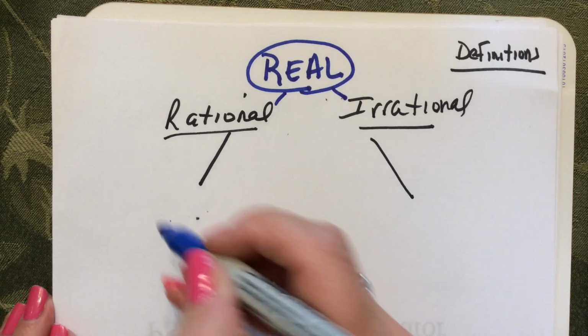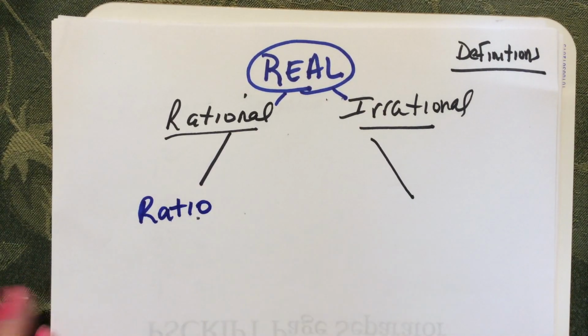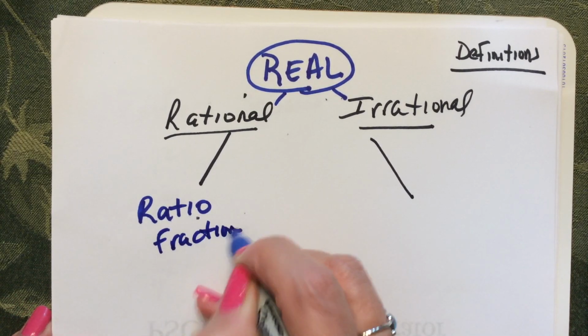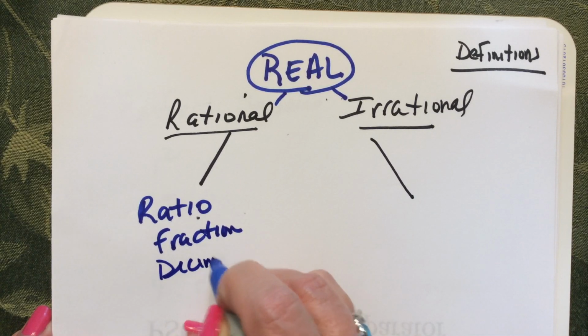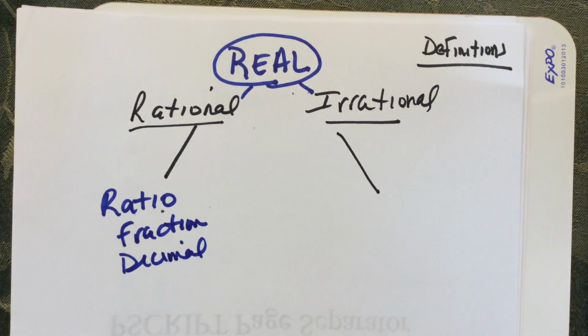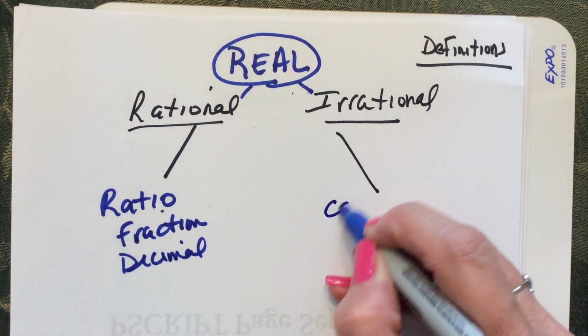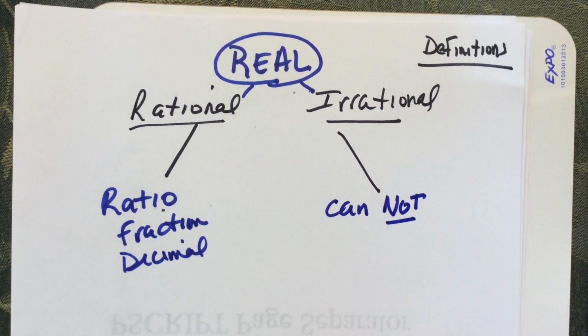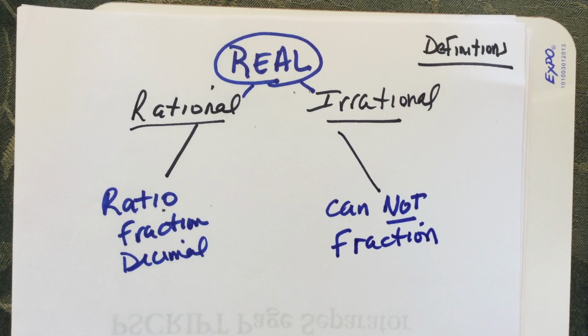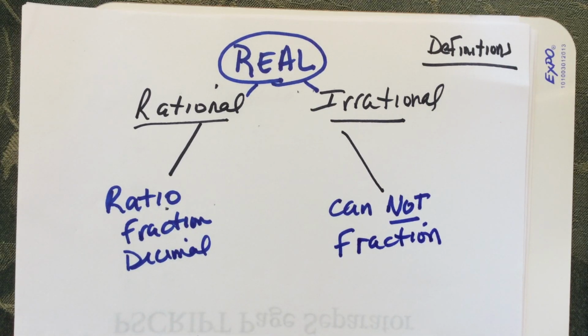So rational numbers are anything that can be written as a ratio. Okay, that means a fraction. Okay, it can be a decimal, and we'll talk about how a decimal can be written as a ratio. It's anything that can be written as a fraction. That's what rational is. Now, irrational, actually the definition is just that you cannot write it as a fraction. Okay, so you can't write as a fraction anything that's irrational. So those are basically the two characteristics.